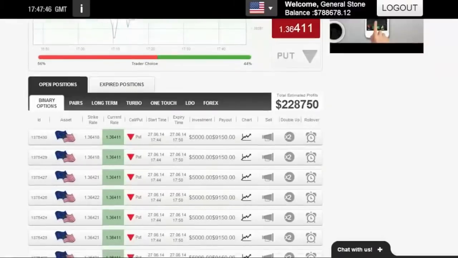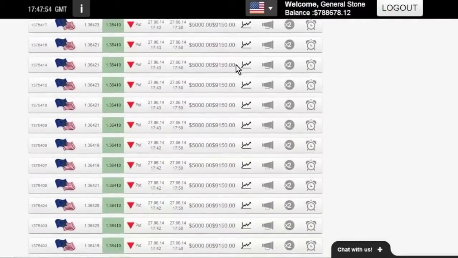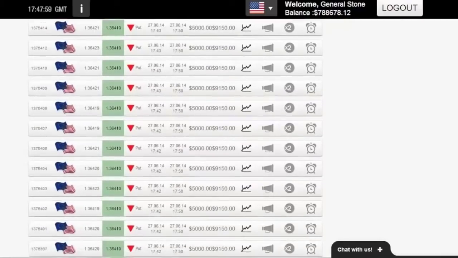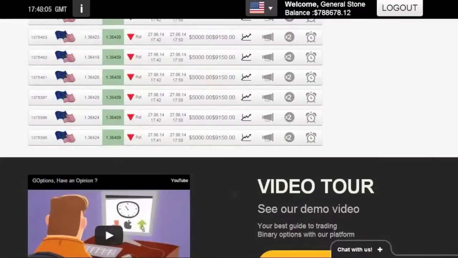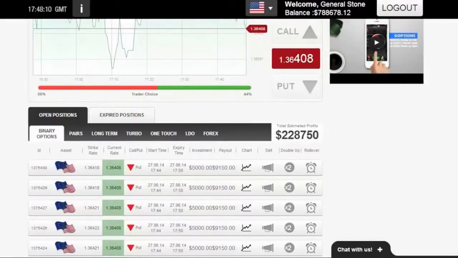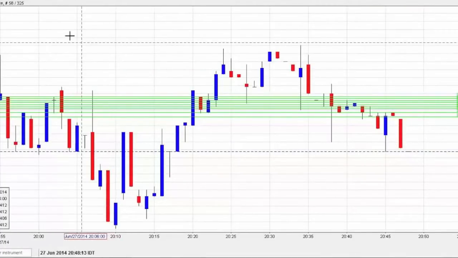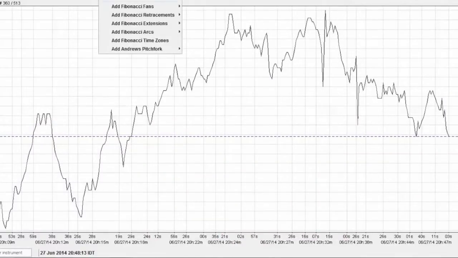And let's just count up the open positions: 10, 20, 30, 40, 50, ending in 417. 10, 20, 30, 40, that's 100,000, ending in 403, sorry, $125,000 open, and all in the green. So $103,750 profit, as long as the price stays down. I think it's pretty clear, looking at that tick chart, that the price is going to stay down before expiry.